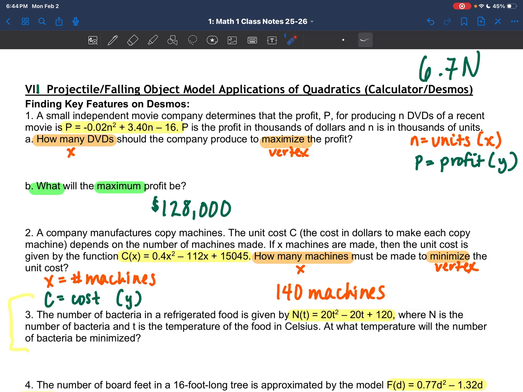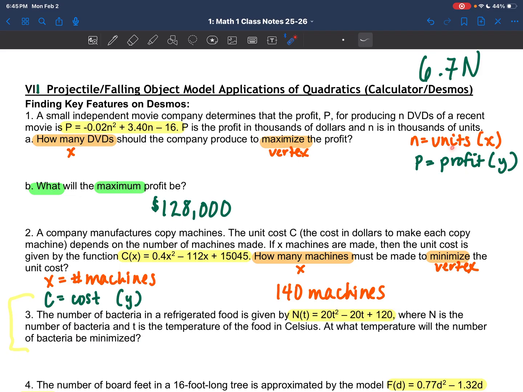A small independent movie company determines the profit P for producing N DVDs of a recent movie. And here's your equation. So P is your Y, and N is the number of DVDs or units, which would be your X, and we know that because of how it is here. P is a profit in thousands of dollars, and N is in thousands of units. So how many DVDs should the company produce to maximize the profit?